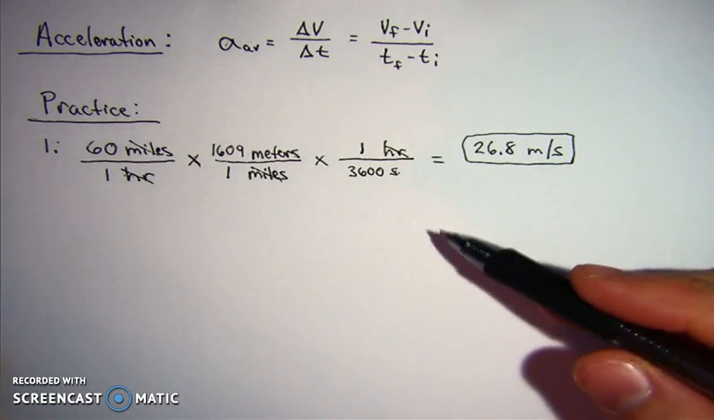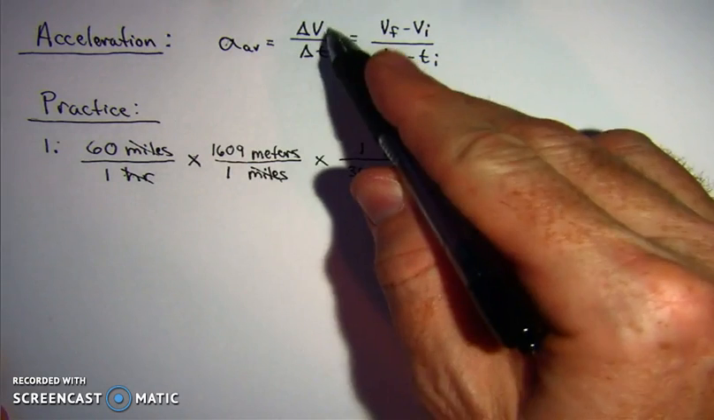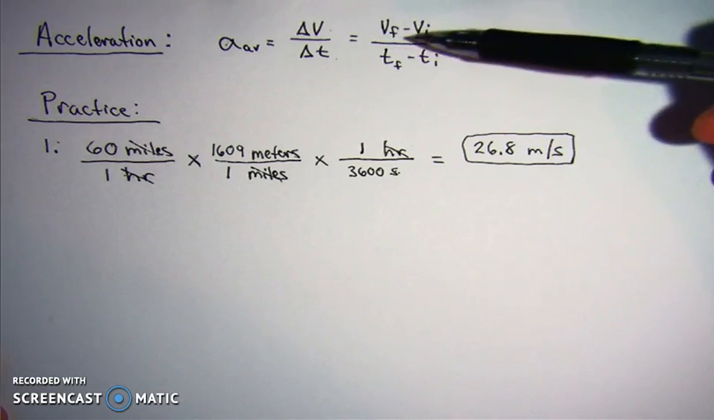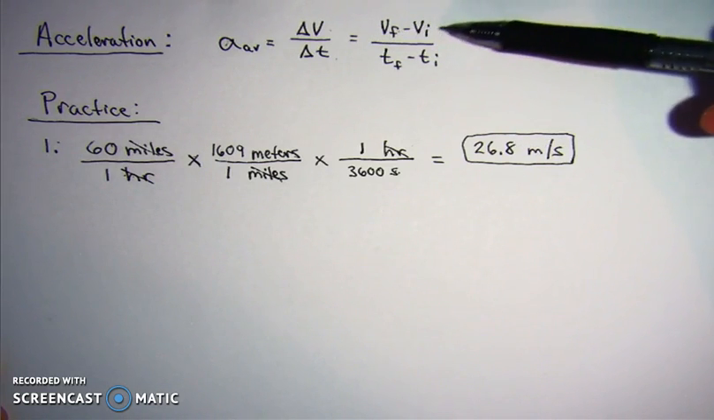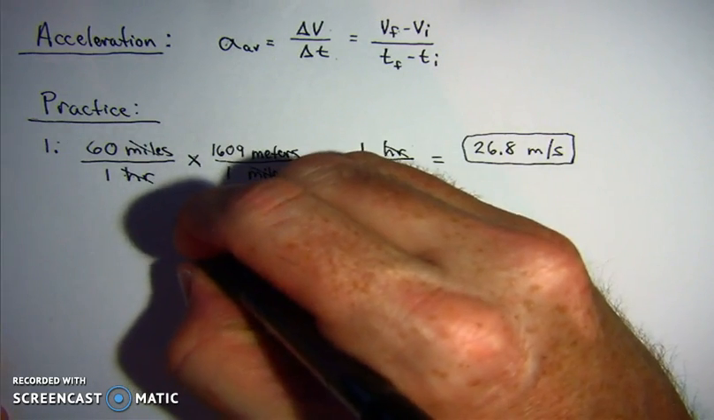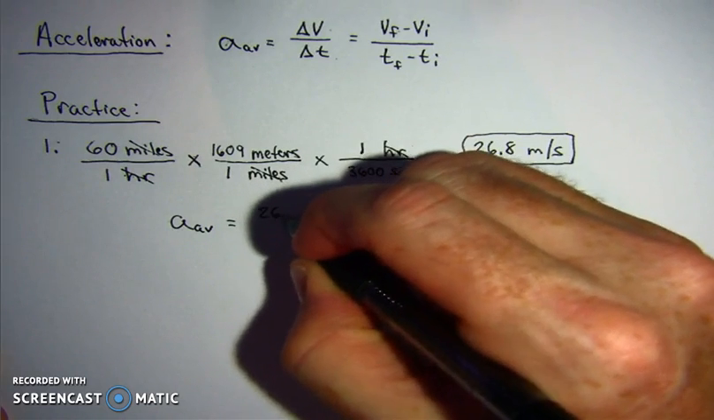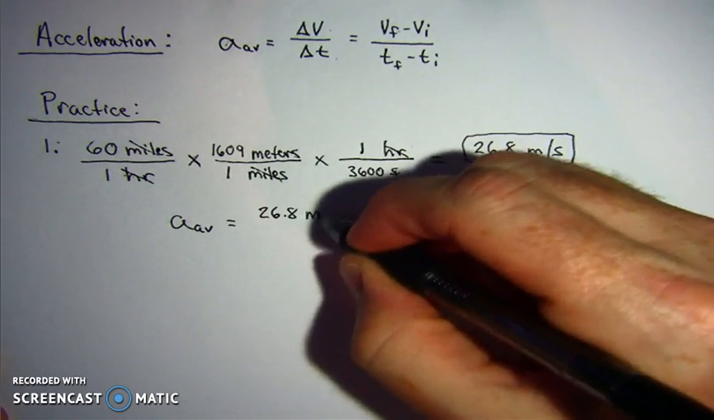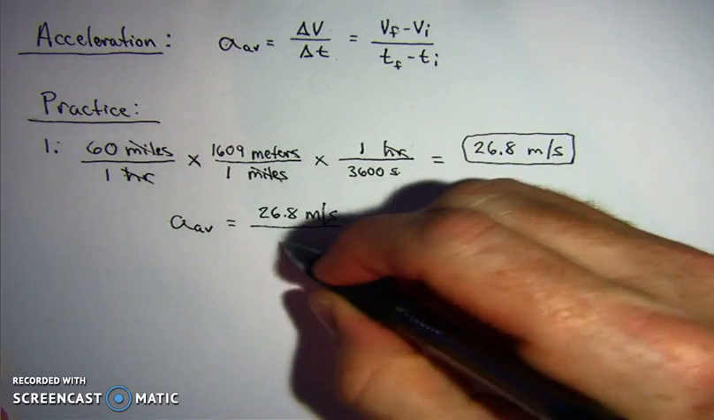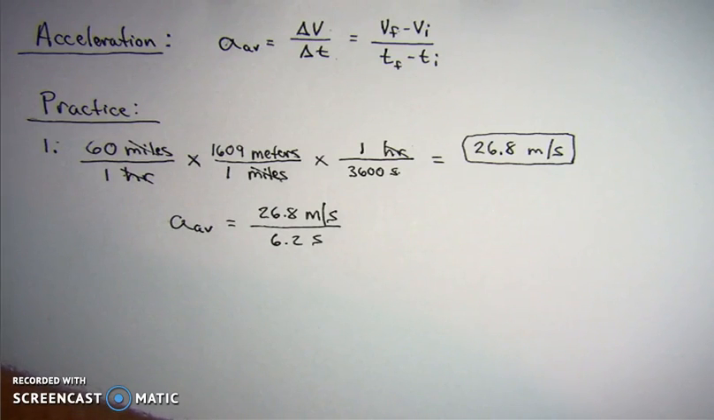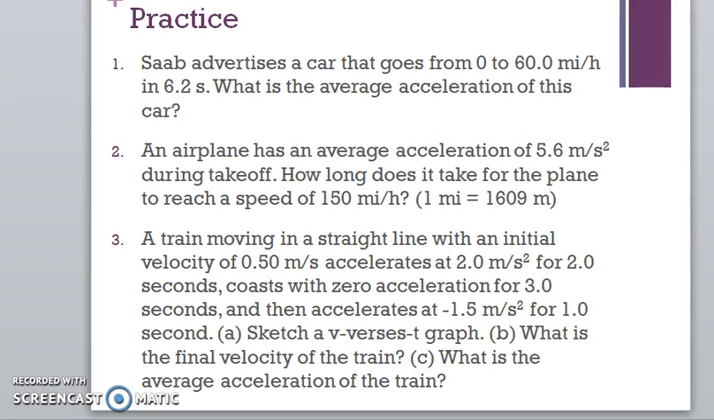So we need to go average acceleration equals change in velocity over change in time. Now, it was 0 to 26.8 meters per second, so final would be 26.8 minus 0 is going to be 26.8. So in this problem, our average acceleration equals 26.8 meters per second, and it was over 6.2 seconds, if I'm not mistaken. Let's look back real quick just to verify. And it is 6.2 seconds. So 26.8 meters per second in 6.2 seconds.